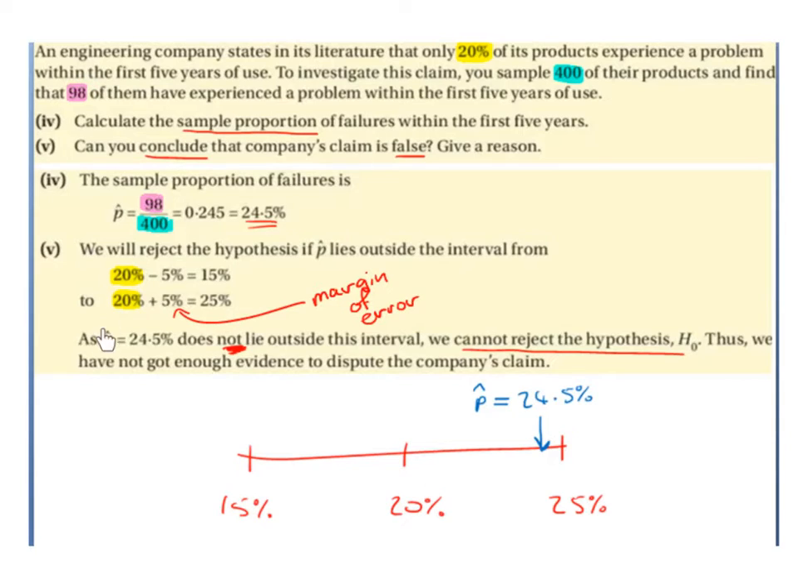So if we had worked out p hat to be less than 15% or greater than 25%, which would lie outside the interval, then we would have been able to reject the hypothesis H0, and therefore we would have accepted the alternative hypothesis.